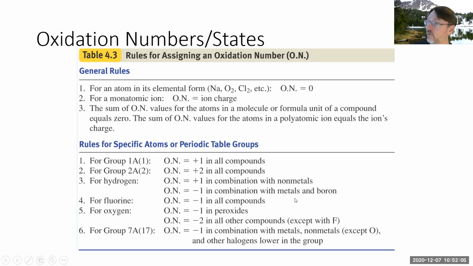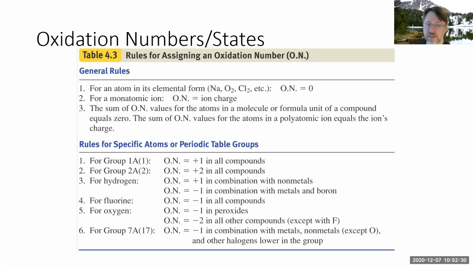Hydrogen has a +1 when it's in combination with nonmetals, and a -1 when it's in combination with metals and boron. Now, let's think about that in terms of our Lewis structure method. Well, hydrogen is less electronegative than nonmetals. It is more electronegative than metals and boron. So the +1 and the -1 makes sense from the perspective of electronegativity.